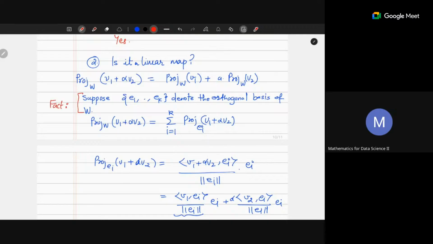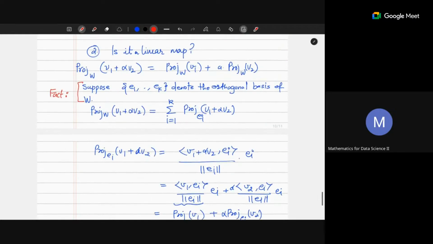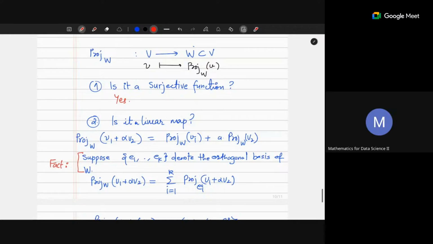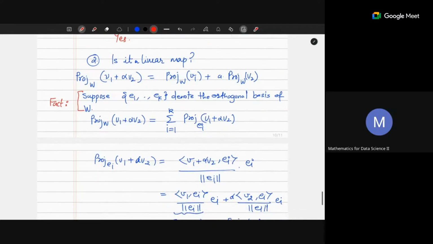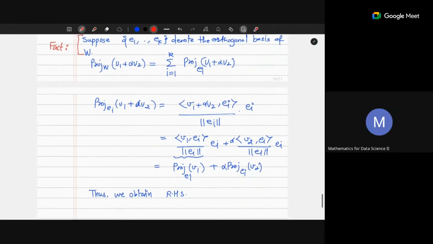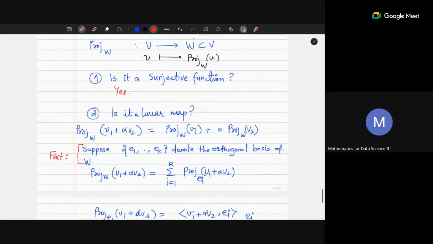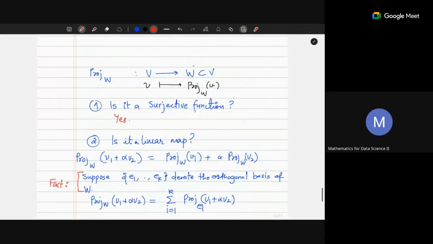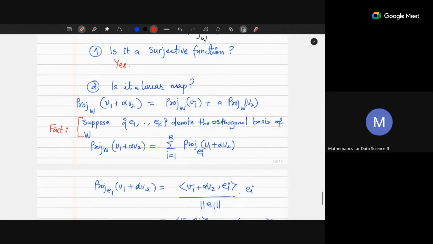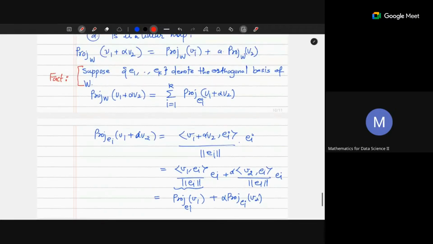So I've used a fact here. I will discuss this fact in the next session, how to obtain an orthogonal basis for any given vector space. Okay. So this defines a linear map from V to W, right? And it is a linear transformation as well. So any doubt till this point?